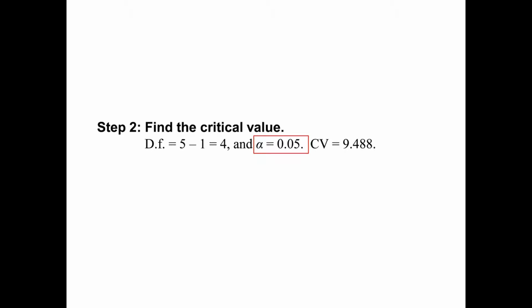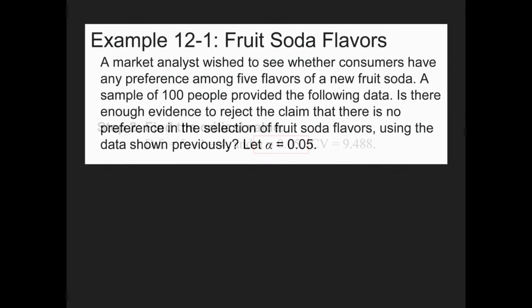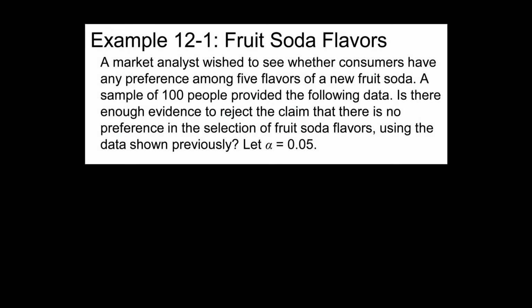A market analyst looks to see whether consumers have any preference among 5 flavors of a new fruit soda. A sample of 100 people provided the following data. Is there enough evidence to reject the claim that there is no preference in the selection of fruit soda flavors using the data shown previously? Let alpha equal 0.05. The flavors are cherry, strawberry, orange, lime, and grape.